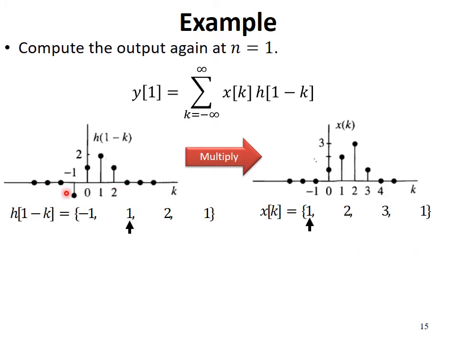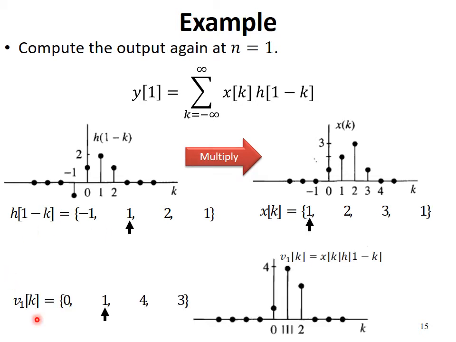Now h of 1 minus k would be multiplied with x of k. Again, the sample at 0 would be multiplied with the sample at 0 of x of k, and similarly the sample at 1 would be multiplied with the sample at 1 of x of k, the sample at 2 would be multiplied with the sample at 2 of x of k, and so on.